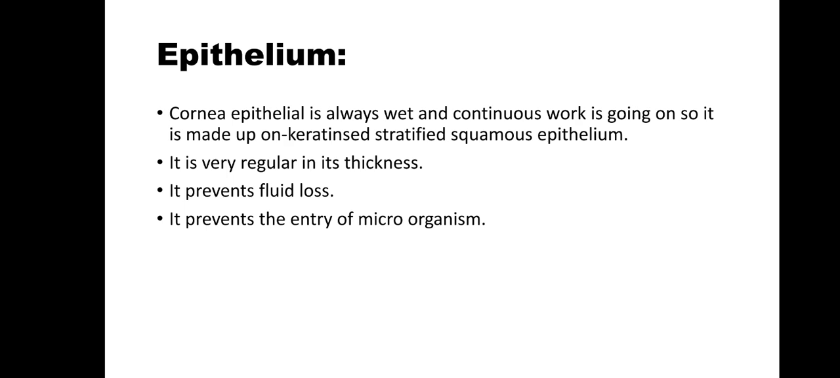The third layer is the stroma, which is known as substantia propria. This layer is about 0.5 mm in thickness and constitutes most of the cornea. It consists of collagen fibrils and cells embedded in a hydrated matrix of proteoglycans. The lamellae are arranged in many layers.